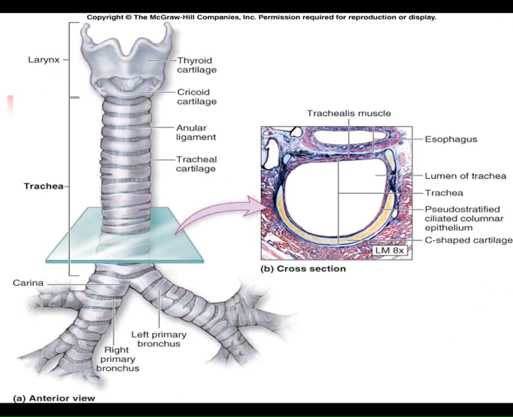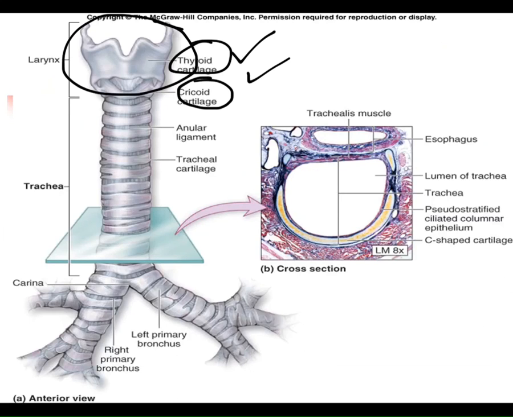So if we look at the model of the trachea, here's the larynx, right? The larynx is protected by the thyroid and the cricoid cartilage. So someone says, what's the larynx? It's that bulged area at the top of the trachea, and the larynx, the voice box, is protected by those two big chunks of cartilage. The rest of it is just the trachea, coming down, protected by the C-rings.